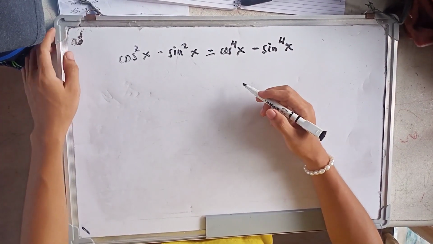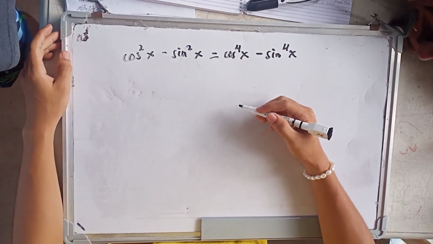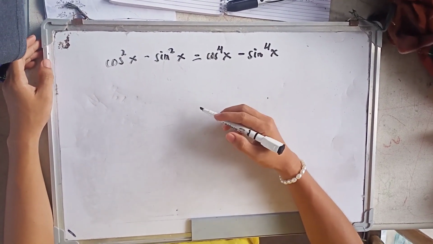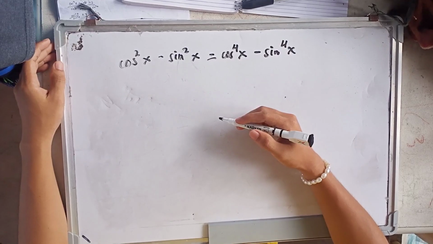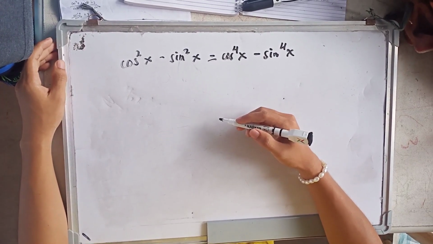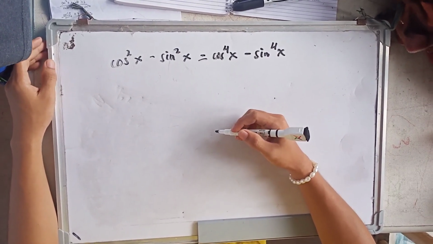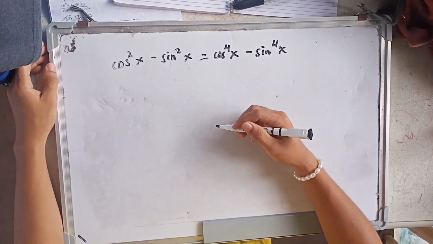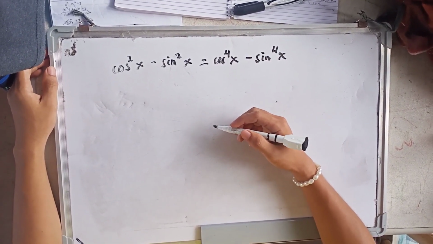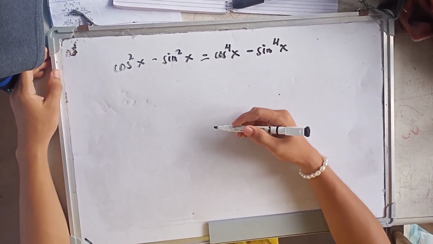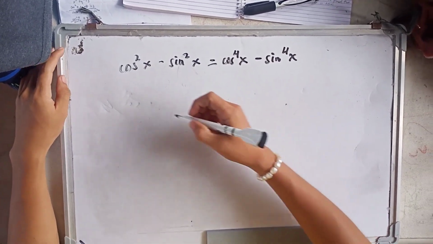So this is the last equation, the trigonometric equation. Cosine squared theta minus sine squared theta equals cosine raised to the power of 4 theta minus sine raised to the power of 4 theta. In this equation, we can use the grade 8 topic, which is factoring.